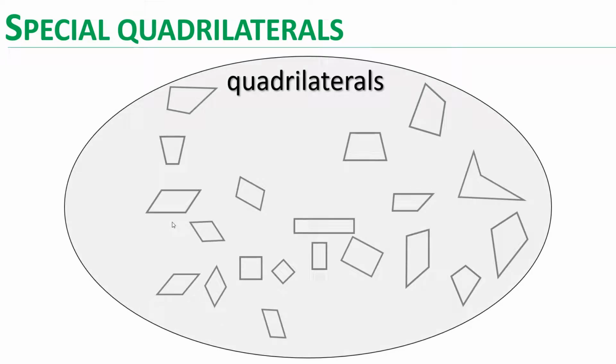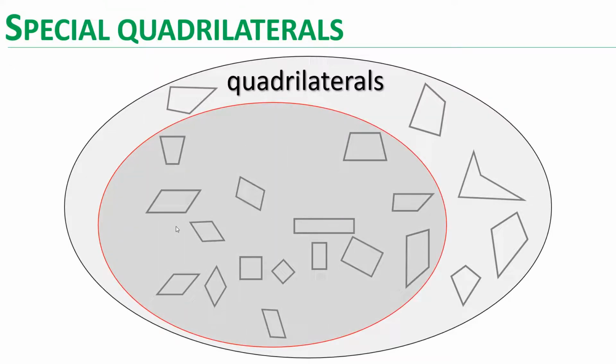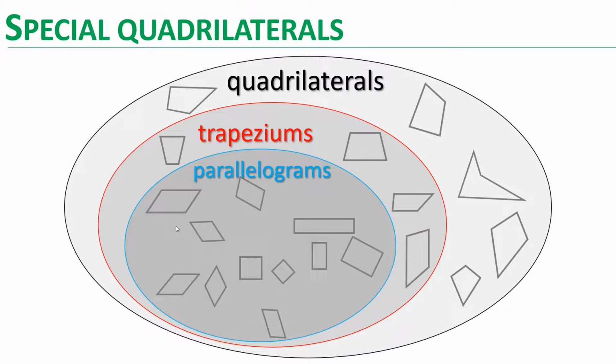So let's try to group the quadrilaterals that we know based on what we have seen so far. So we have a lot of different quadrilaterals here. And some of those will have at least 1 pair of parallel sides. And those are called trapeziums. Now, of those trapeziums, some will have a 2nd pair of parallel sides. And those are called parallelograms. So we can see easily here that all parallelograms are trapeziums, but not all trapeziums are also parallelograms. If a parallelogram has equal sides, then we call it a rhombus. So every rhombus is a parallelogram, and every rhombus is also a trapezium.